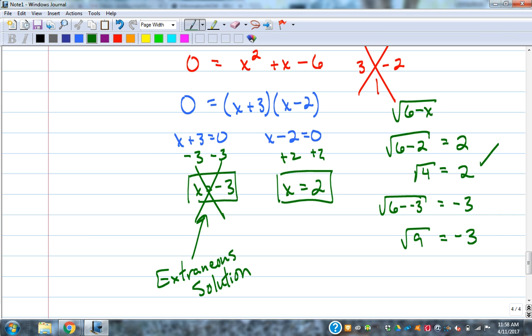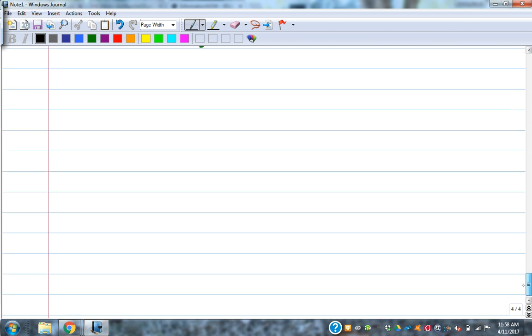A lot of times you will throw out the negative answer, but you won't always throw out the negative answer when you get two of them. You've got to check them in the original to see which one to throw out. Okay, so it's possible that you keep the negative one. Not always, but very often you throw out the negative.